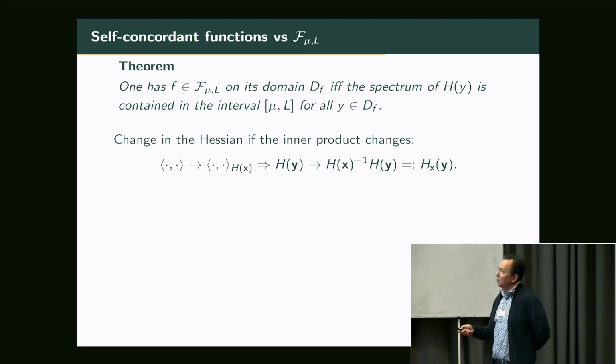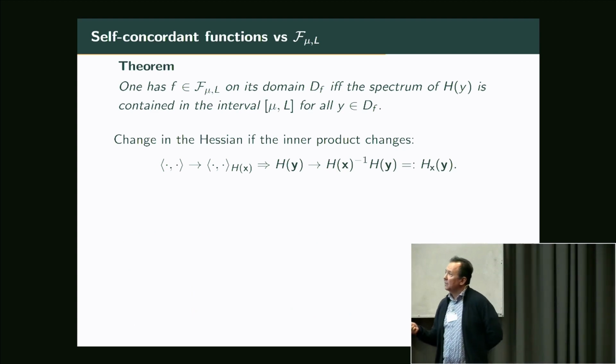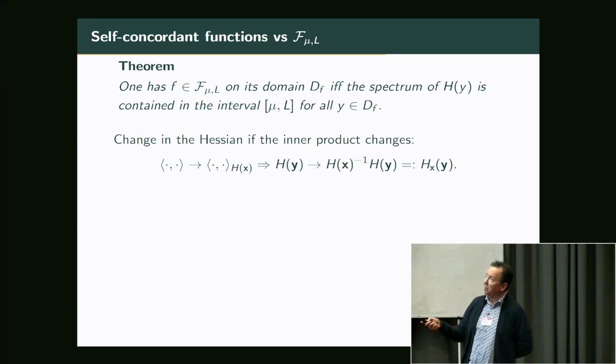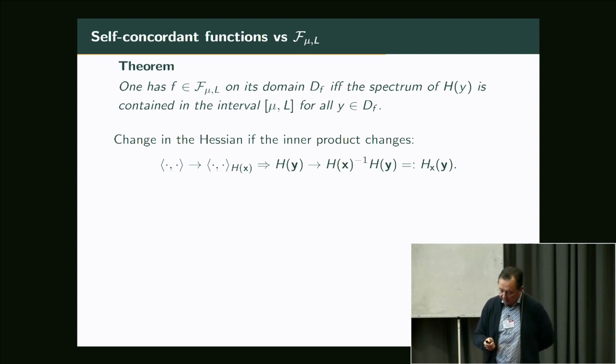Okay, so the first thing we have to understand is that the gradient changes with the inner product, and so does the Hessian. So if we change the inner product from the standard one to the one defined by the Hessian at the fixed point, then the Hessian at the point y just becomes this operator here, usually denoted by H_x(y). The subscript x just reminds us that we have to multiply it by this linear operator from the left.